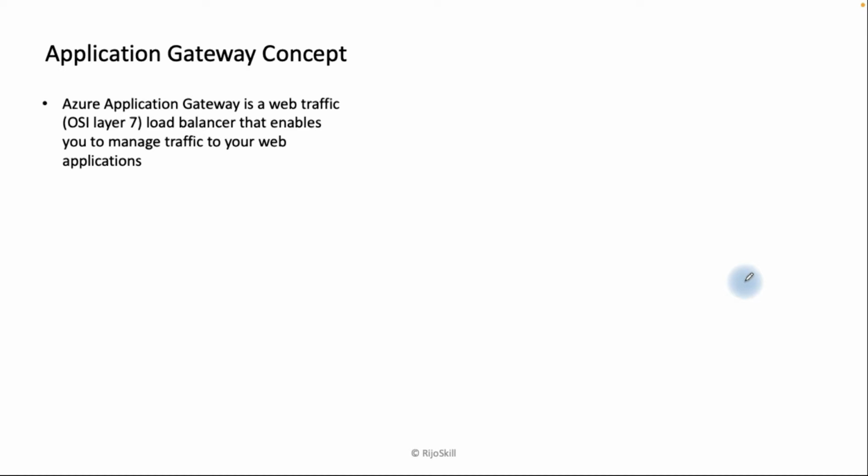So what is the first learning, the Application Gateway concept? Azure Application Gateway is a web traffic load balancer that operates at the OSI layer and enables you to manage the traffic to your web application. In the previous video I discussed what a load balancer is. You can see the difference: a load balancer handles OSI layer 4, while Application Gateway is more advanced and handles layer 7, so your traffic will be transferred over HTTP and HTTPS.